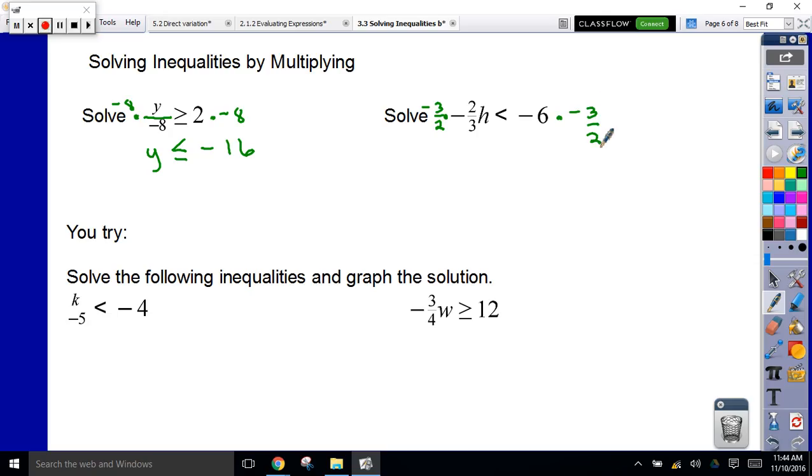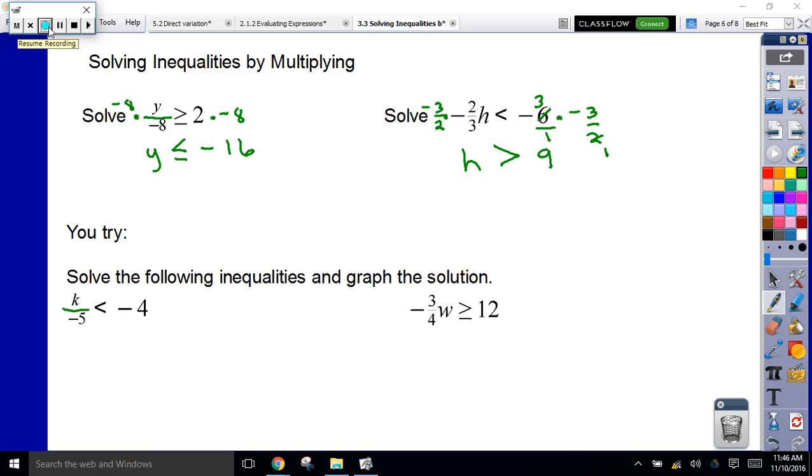negative 3 over 2. Because I multiplied by a negative, I'm going to reverse my inequality sign, and then I'm going to change this to negative 6 over 1. I can cross simplify. 2 goes into itself once and into 3 three times. So now I have negative 3 times negative 3, which is positive 9. So h is greater than 9. Okay, the next two ask you to solve and graph the solution. So take a couple minutes and do these.